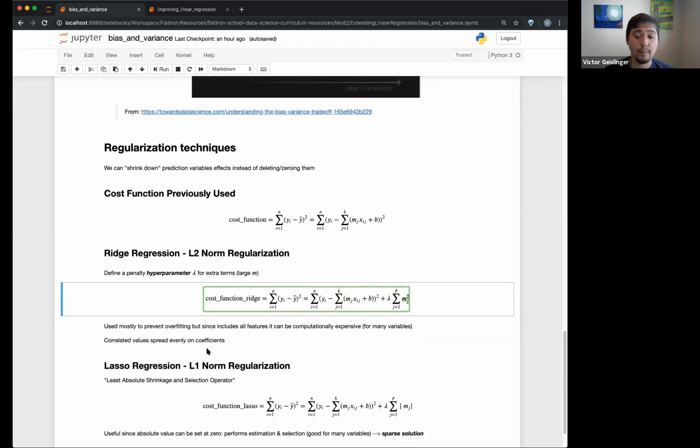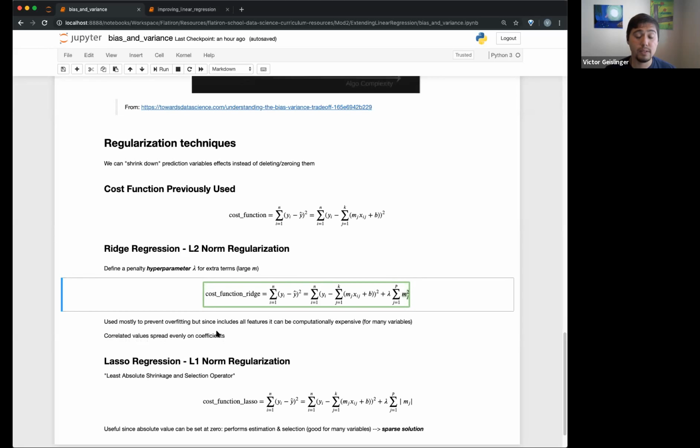So with L2, you mostly use this when you want to prevent overfitting. Obviously we're trying to get rid of overfitting, but we want to include all the features. If there are 100 features or more than 100 features, it can be computationally expensive, right? It can add up for many, many variables. If you have maybe 1 million features, this would be really computationally expensive because this value always persists. It doesn't tend to go towards 0 because of the squared factor.